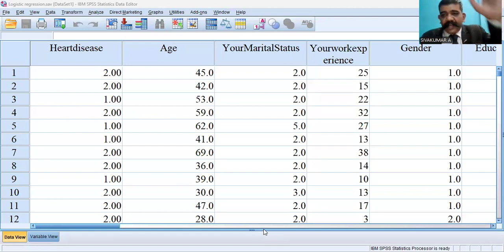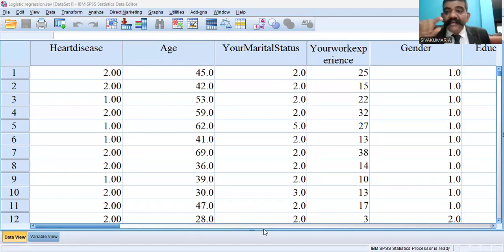Today is the last class of week 1. Week 1 was related to correlation, regression, ANOVA, ANCOVA, MANOVA, etc. Now I want to discuss one of the important types of regression, logistic regression. Actually, the name is binary logistic regression.